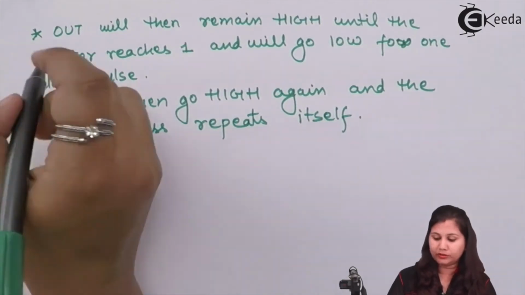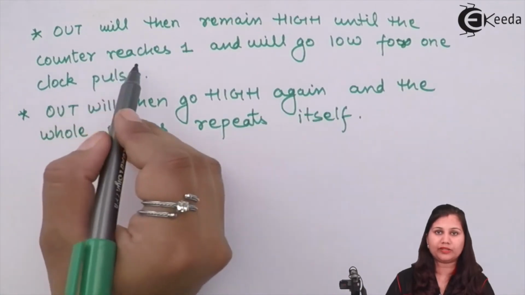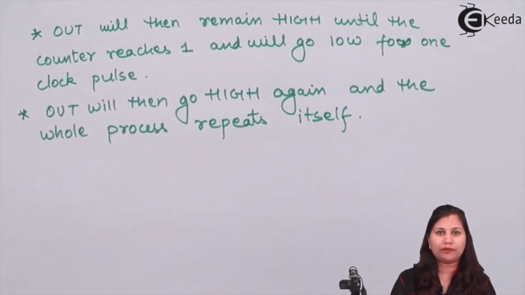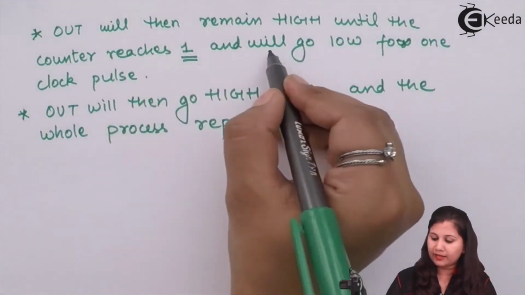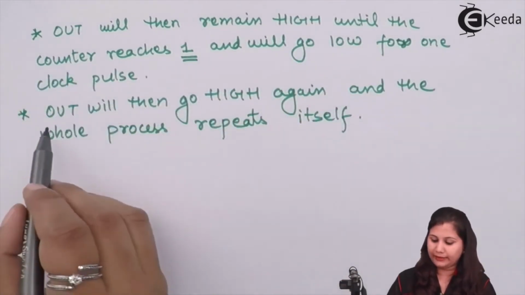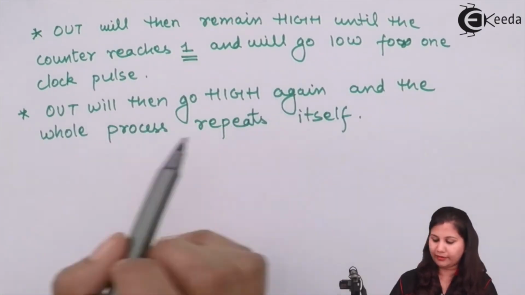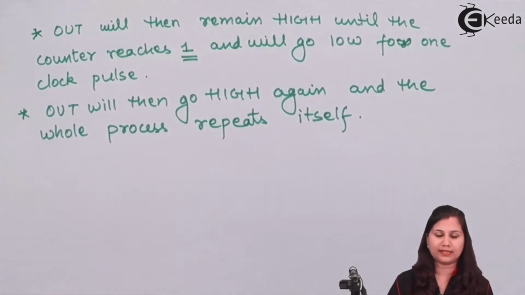So in this mode, the out signal will remain high until the counter value reaches 1. Means when the count value is loaded into the counter, suppose 4 is loaded, then after every clock pulse it is going to be decremented by 1 until its value reaches 1. Okay, and then the out signal will go low for 1 clock pulse, and then after 1 clock pulse it will go high again, and the whole process repeats itself.